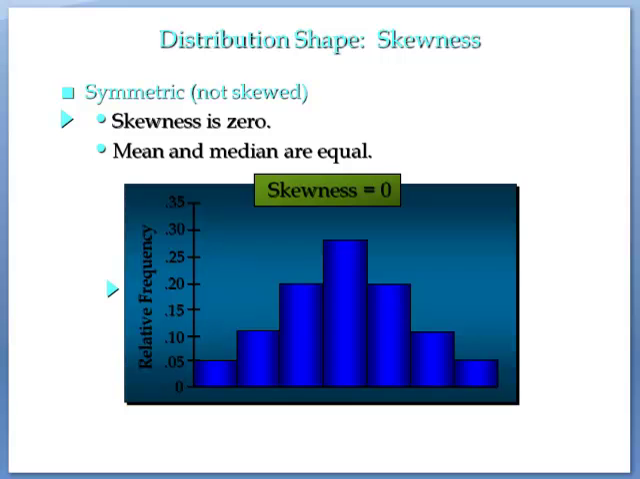So look at this graph. Look at the distribution. It's symmetric. The right side looks exactly the same as the left side. Hence, we say that its skewness is 0. As we will later see in the case of the normal distribution, this means that the mean and the median are equal.